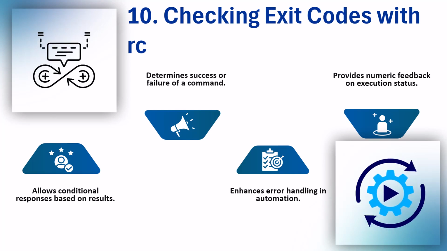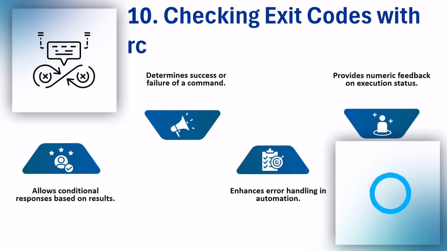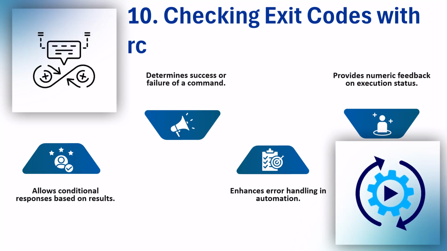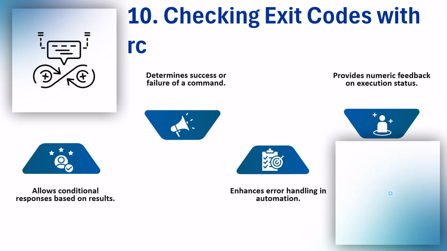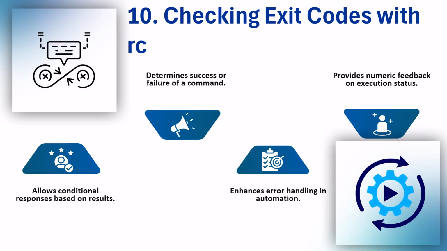Imagine running a command and just hoping it worked. Yikes. Enter RC, the exit code that tells us whether a task ran smoothly or failed miserably. It's like getting a report card, but without the dread. By checking RC, we can take corrective action before chaos ensues.